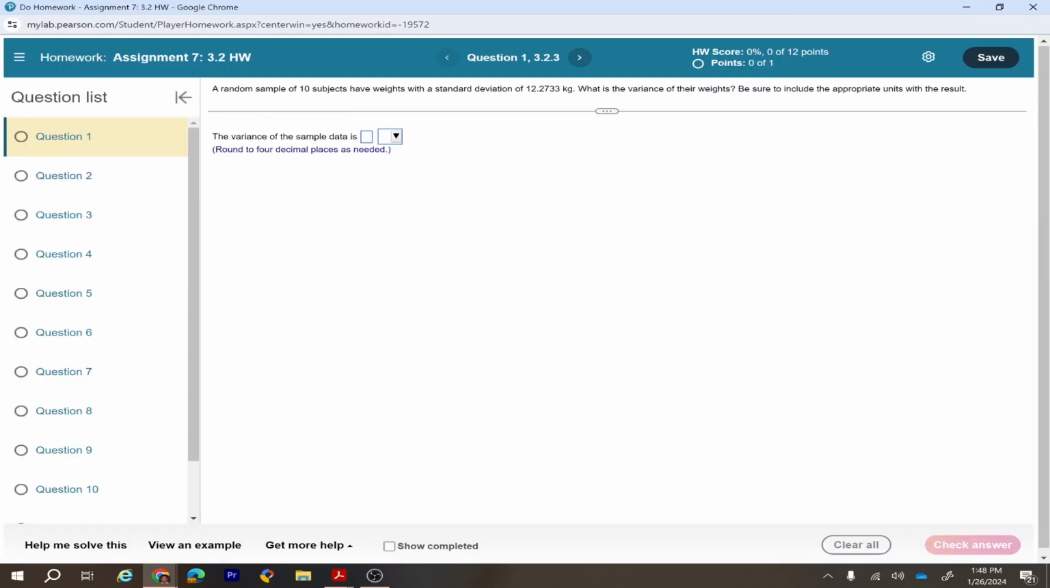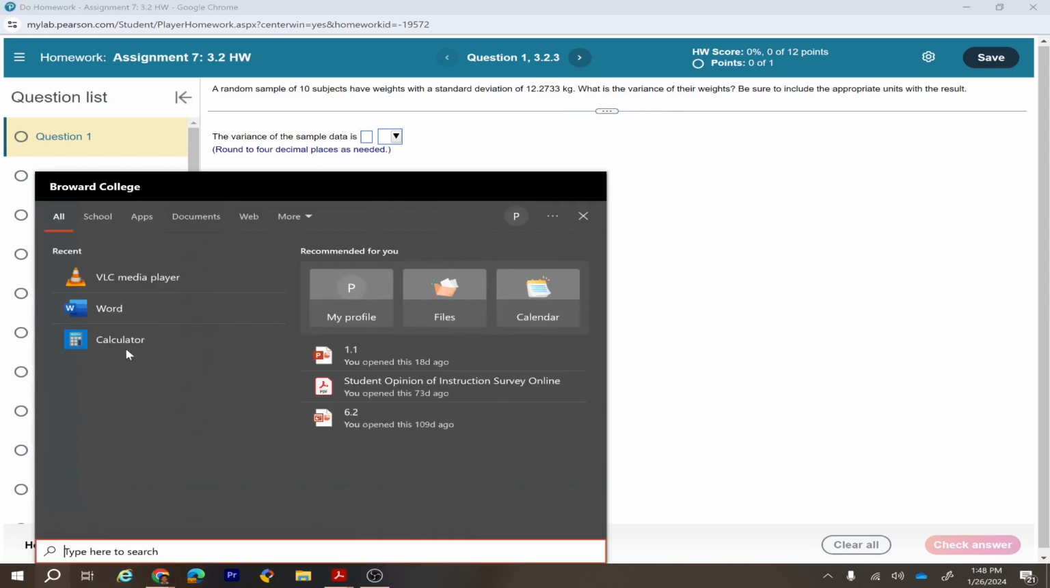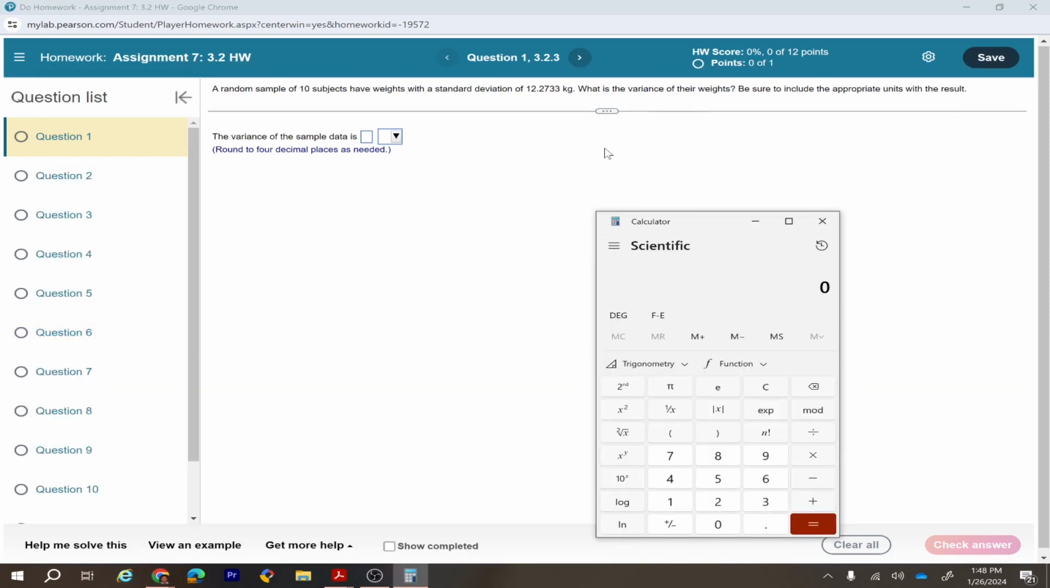Okay, a random sample of 10 subjects have weights with a standard deviation of 12.2733 kg. What is the variance? So keep in mind, variance means it's the square of the standard deviation. So you just take this number, 12.2733, and take the square of that.